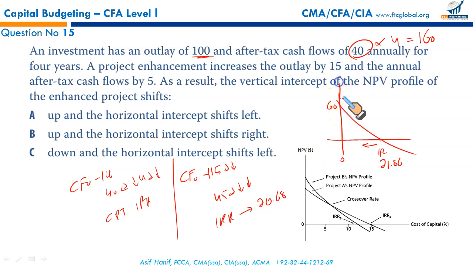Now, what about the vertical axis, the y-intercept, where the graph cuts the y-axis, the NPV? Since now we have an initial outflow of 115 and our annual cash flows are 45, 45 times 4 less 115, it's going to be net 65. So your NPV profile is going to be like this one. It will move up $5 and the IRR will shift to the left. So your NPV profile will shift upwards and the horizontal intercept shifts left. From 21.86 IRR, it will fall to 20.68 and the vertical one will move from 60 to 65, up. You can verify with the numbers. I've given you the key combinations. Next.